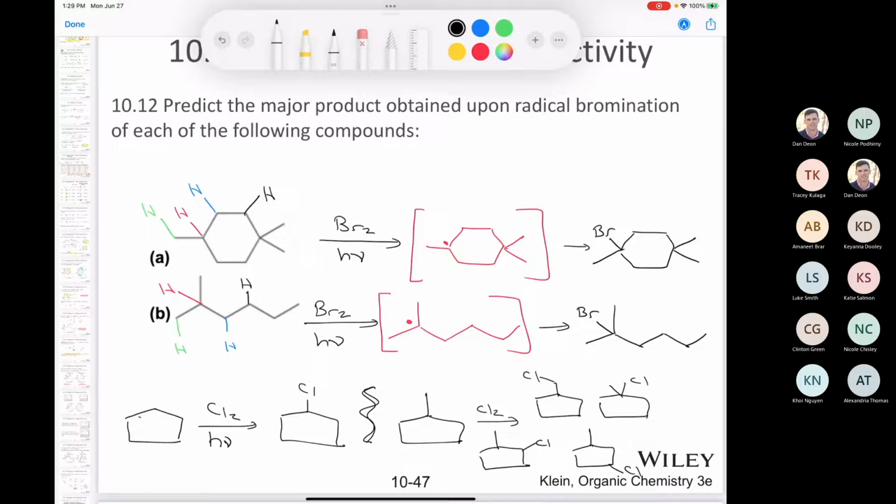What do you think of the chlorination? Does everybody follow me on that? How chlorines can just go everywhere where there's a unique carbon-hydrogen bond? Okay, cool. All right. So now we've settled that.